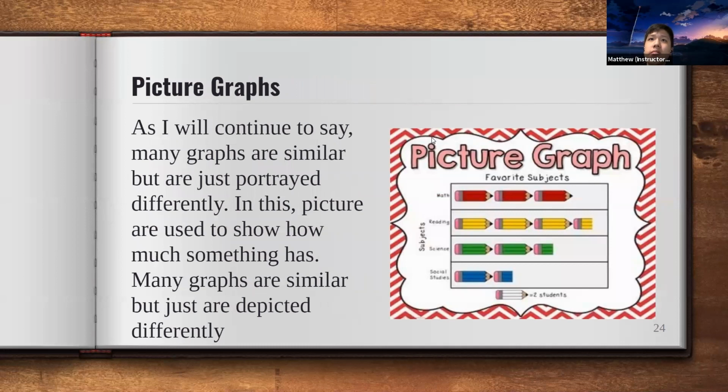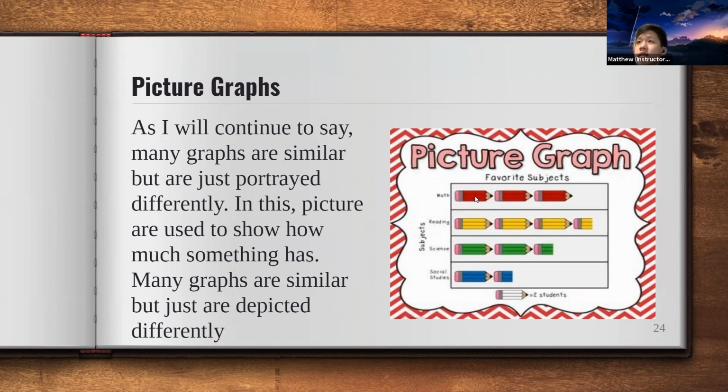So, picture graphs. This is another type of graph, but just portrayed differently. In this, pictures are used to show how much something has. For example, this means a pencil is equal to 2 students.